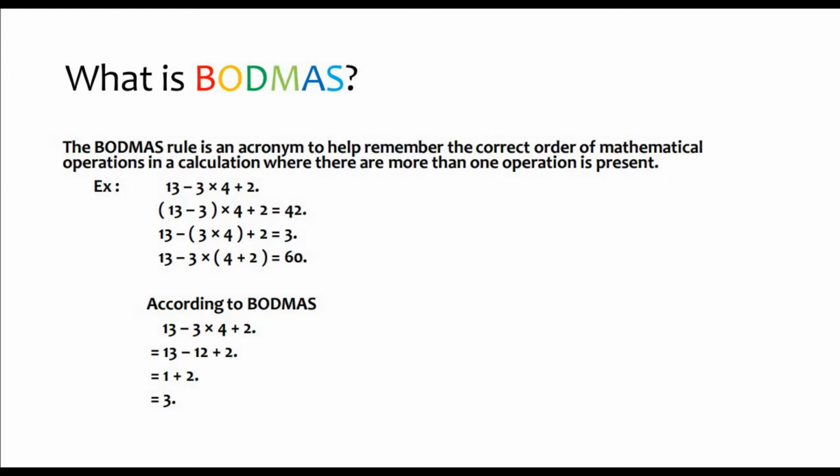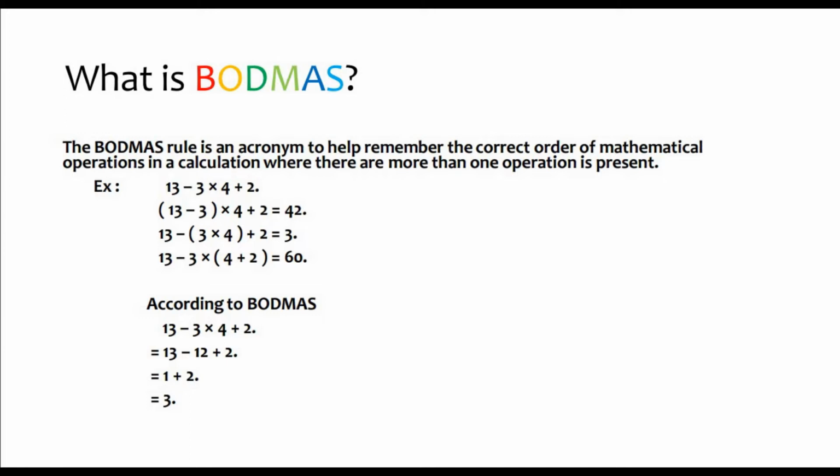So what is BODMAS? The BODMAS rule is an acronym to help remember the correct order of mathematical operations in a calculation where more than one operation is present. As you can see, the BODMAS rule says that certain operations have precedence or priority over the other operations. So that's why there should be a correct order to be followed in handling those operations.